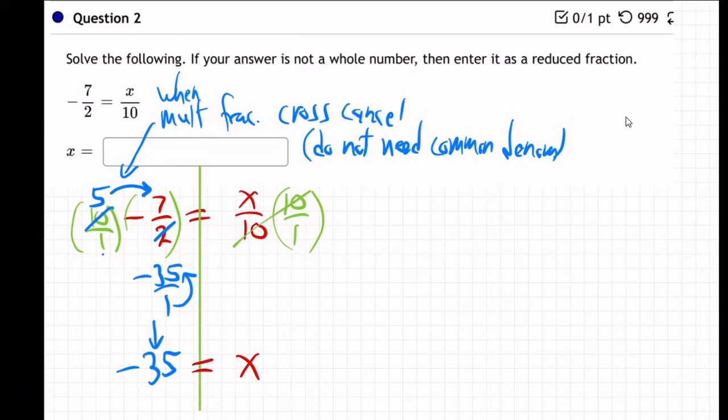Now, if the top is a 1, we keep those. Why? Because 1 over 35 is not the same as 35. See, I ate 1/35 of a candy bar. That's not the same as 35 candy bars, is it? But if you eat 35 divided by 1, that's the same as 35, because the bottom goes into the top 35 times. All right, so there we go. The answer is just a straight minus 35.